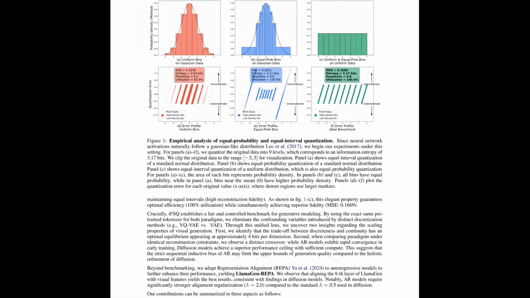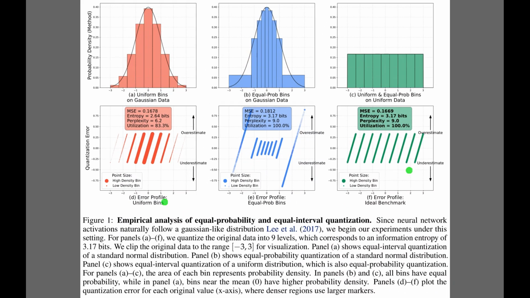Figure 1 illustrates the core dilemma in quantization. In the red column, applying uniform bins to bell-shaped Gaussian data causes crowding in the center, which leaves outer bins empty and waste capacity. The blue column shows the alternative. Forcing equal usage makes the edge bins extremely wide, leading to large reconstruction errors.